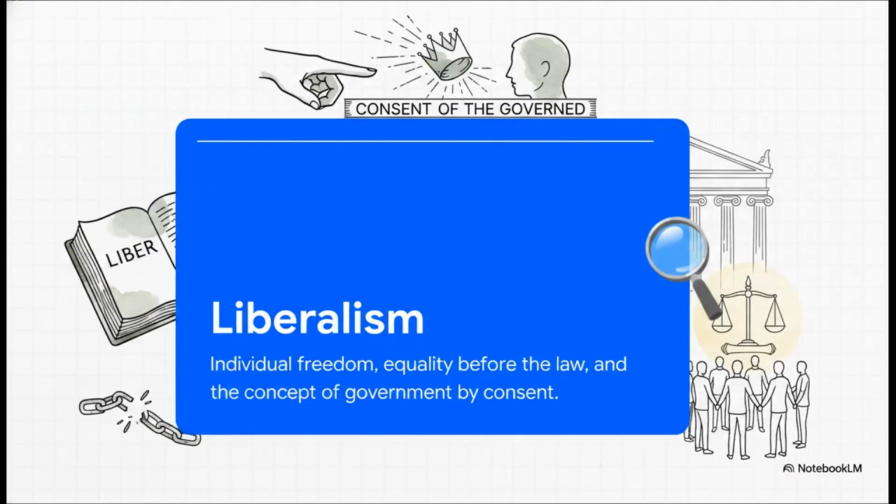This educated middle class rallied behind a powerful new ideology, liberalism. Now, the word itself derives from the Latin root liber, which simply means free. They wanted to transition society from a system where subjects blindly obeyed a monarch to something more like a social contract. They emphasized freedom for the individual, equality of all before the law, and the radical, game-changing concept of government by the consent of the governed. Essentially, they wanted a constitution and a representative government through a parliament.